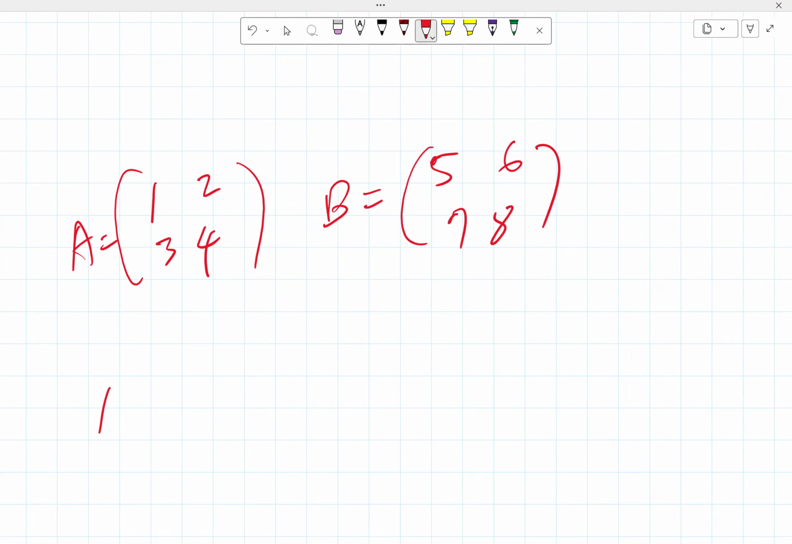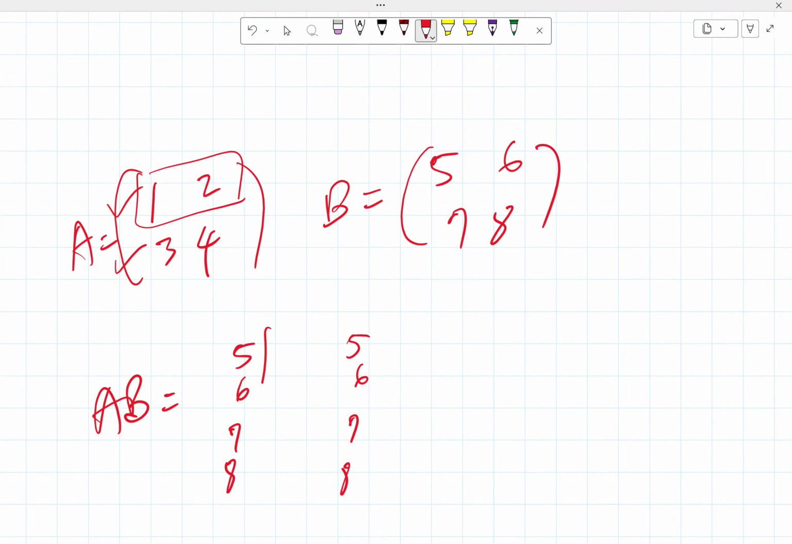What you just do, for AB, you want to multiply the two. So the first thing you do is, because you have two rows here, you write 5, 6, 7, 8 twice. Then the next thing you do is row one, you put it over the first row, and row two, put it over the second row, 3, 4, 3, 4.